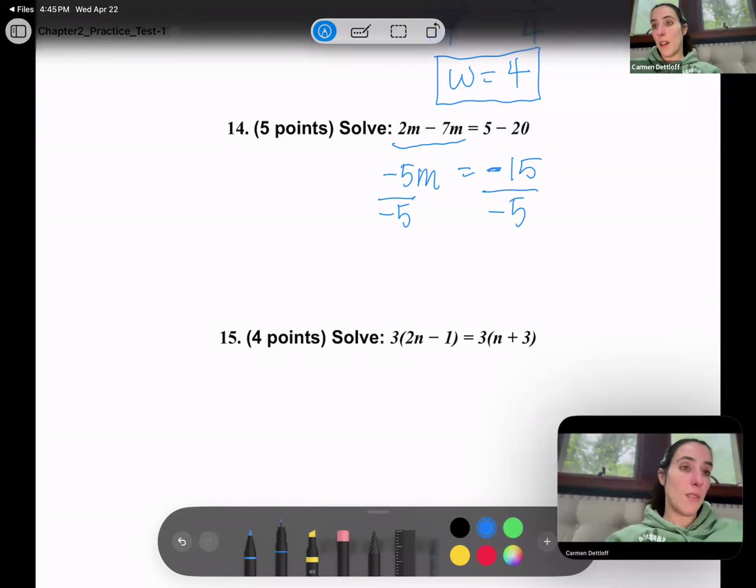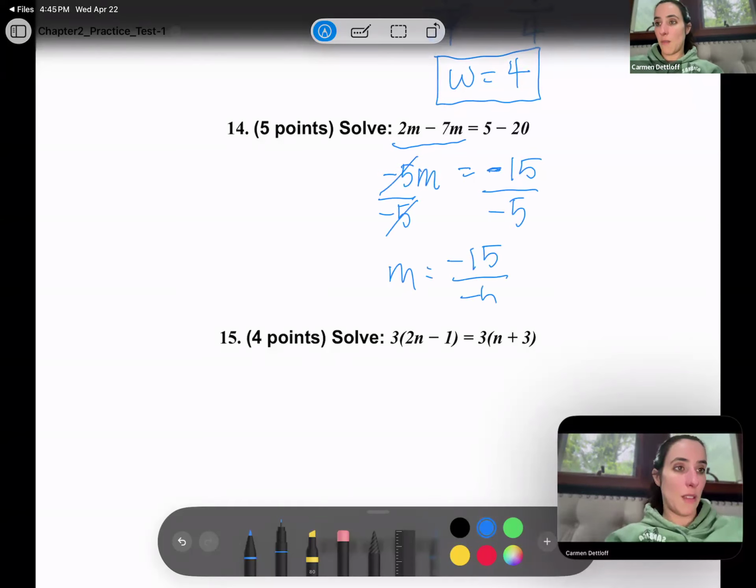So I divide by negative 5. And my negative 5's cancel over here. And I get m equals negative 15 divided by negative 5. Negative divided by a negative is positive. So I get 15 over 5, which is 3.